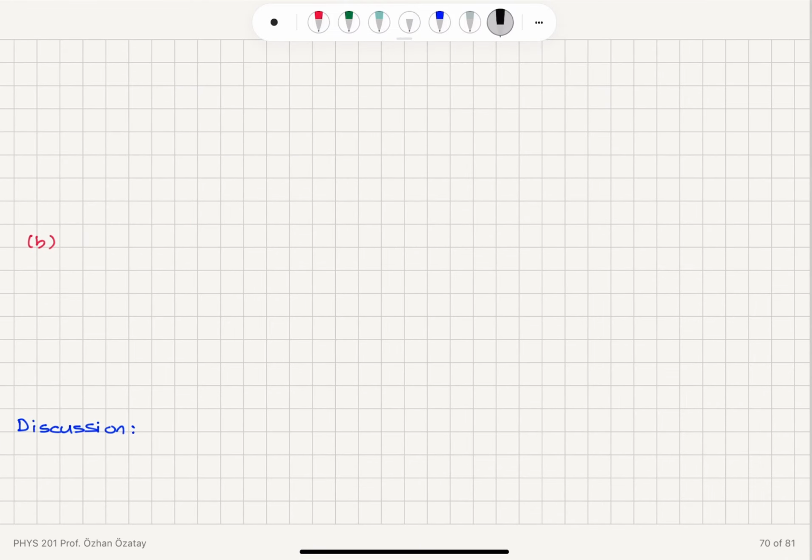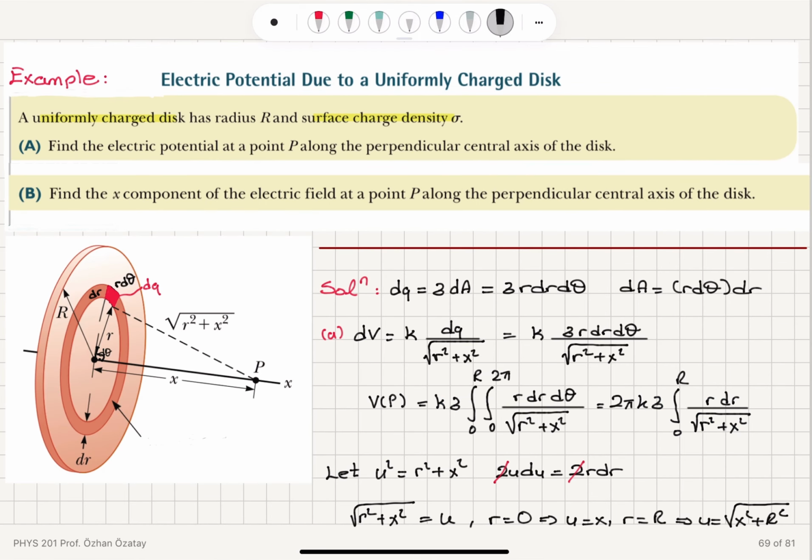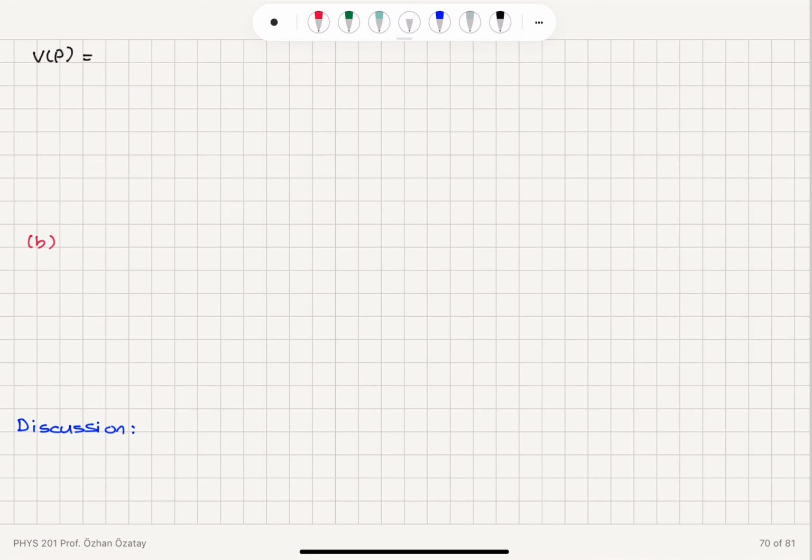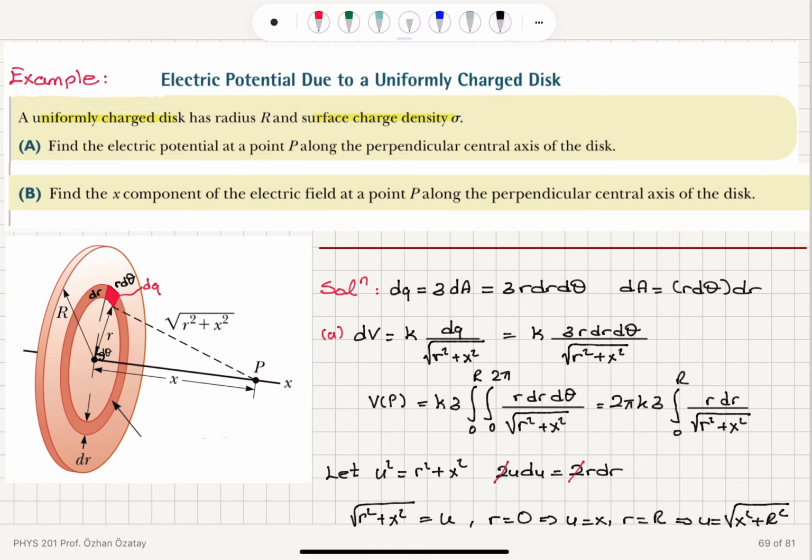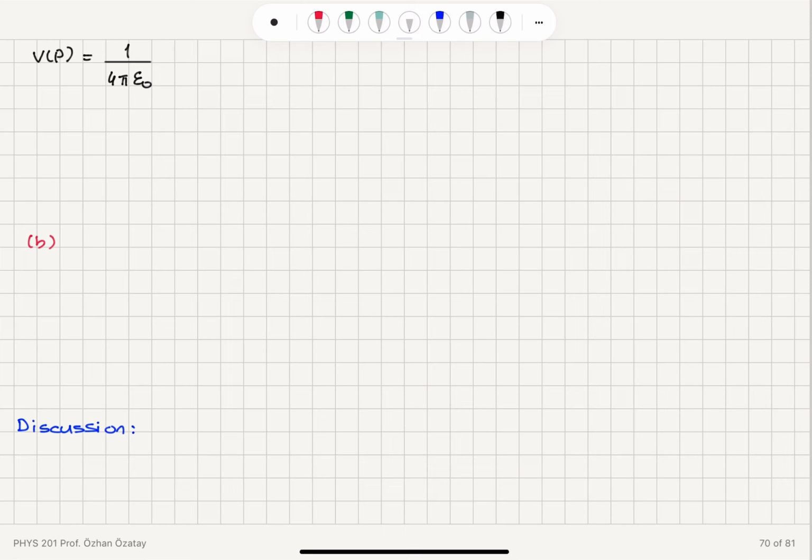Okay, so the total potential at point P will be equal to, for k, Coulomb's constant, I'm going to substitute 1 over 4 pi epsilon 0. So this is 1 over 4 pi epsilon 0, permittivity of free space. That's k. Then I have 2 pi sigma.